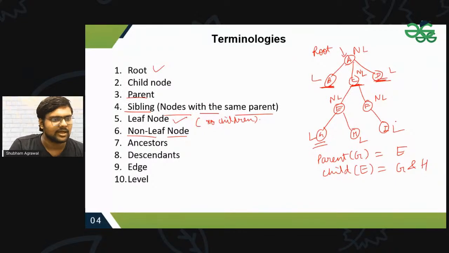Now we have ancestors. If we talk about this node E, the ancestors of E will be the nodes above E. So the ancestors of E will be C and A. Sorry, B and D will not be ancestors. They should be the upper nodes which are connected to E. So E has C and A as ancestors. Then we have descendants. E has the descendants G and H. So nodes below E are the descendants of E, and nodes above E are the ancestors of E.